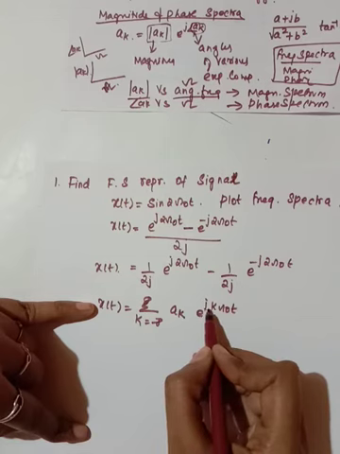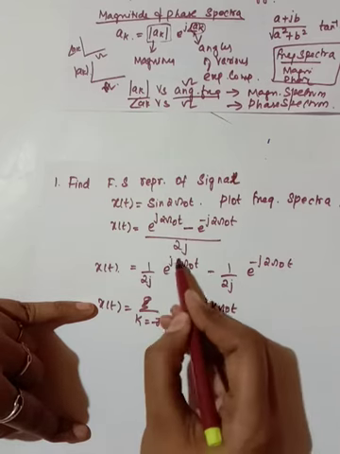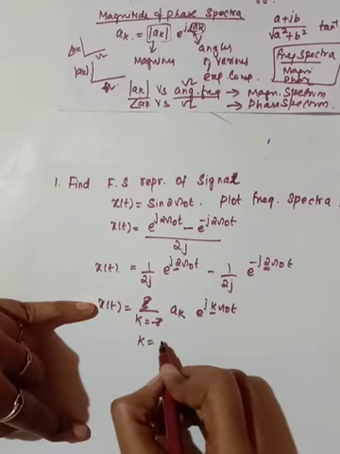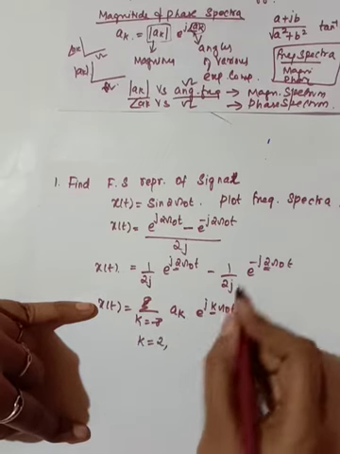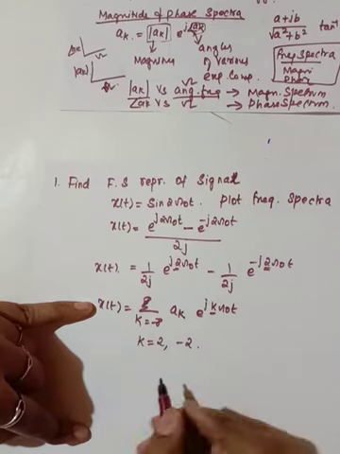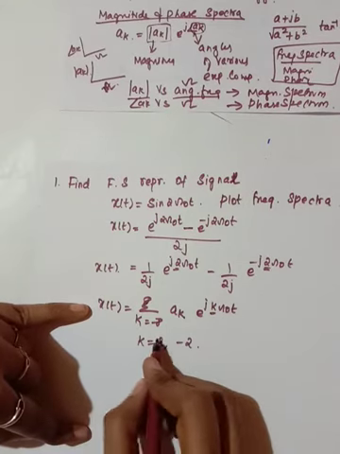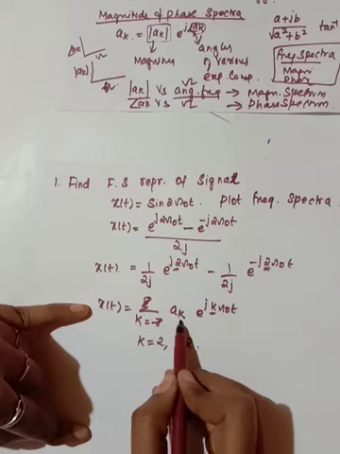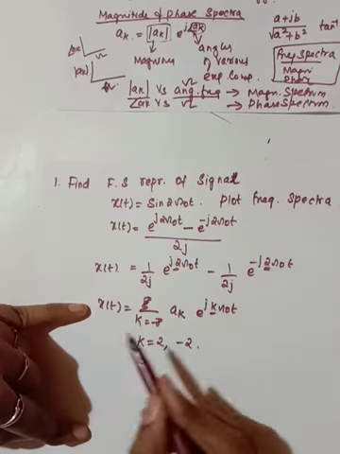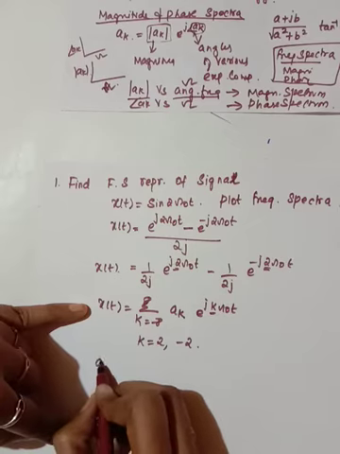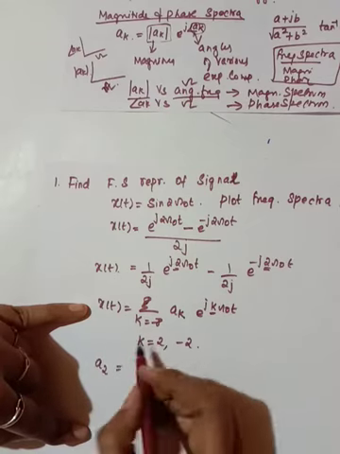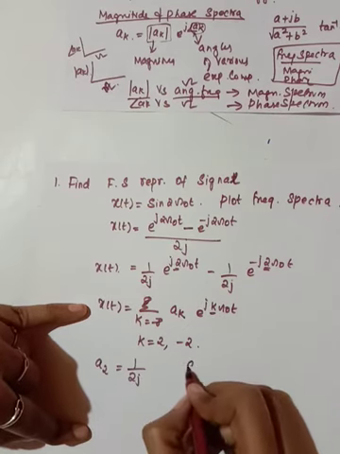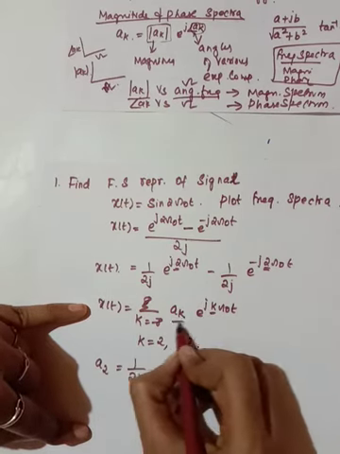When you compare these exponentials, now see the k value. K is taking the value of 2 here, and here it is taking the value of minus 2. So we know that only two coefficients are there, one at k equal to 2 and another at k equal to minus 2. So I am going to represent a2 as 1/2j.